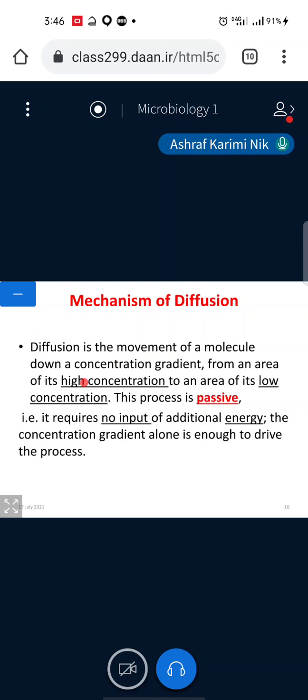It means from a higher concentration environment to a low concentration. Thus, it is easily transported and needs no energy. This process is passive, not active. It means it requires no input of additional energy. The concentration gradient alone is enough to drive the process.